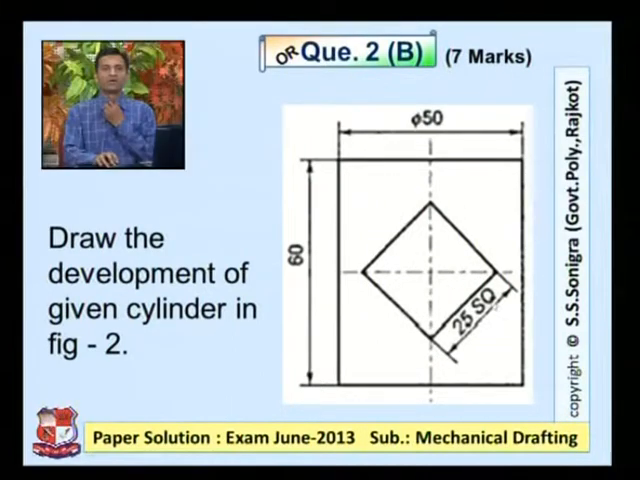How to draw the development of this cylinder? The diameter is given to us. If you open the outside surface of the cylinder, the total width of the development would be equal to the periphery of this circle, that is pi into d, that is 50 into 3.14, that is 157 millimeter. So the width of the rectangle would be 157 millimeter and the height would be 60 millimeter. So that would appear like this.